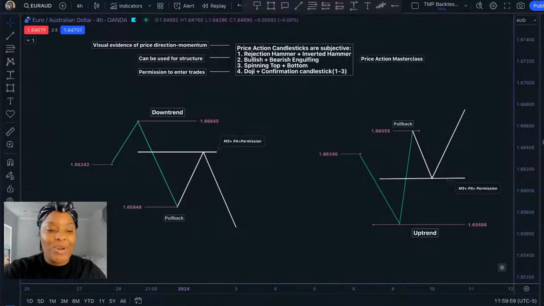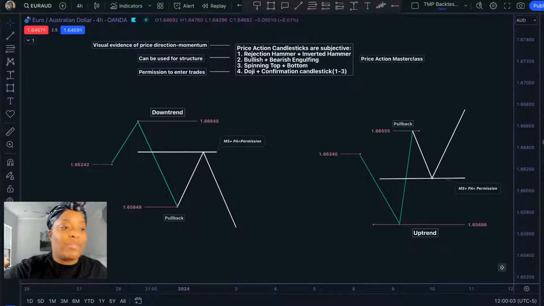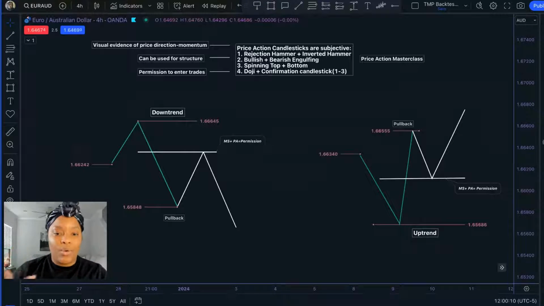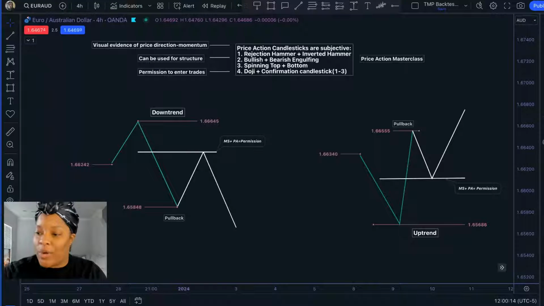All right, y'all. So today we're going to be talking about price action candlesticks. If you've been with me for a while, then y'all know that I really trade the same candlesticks over and over and over again. I teach these same candlesticks over and over again. And we use these candlesticks for structure.